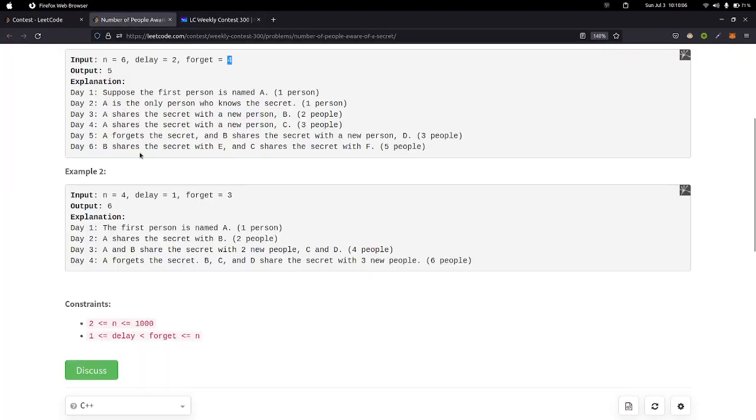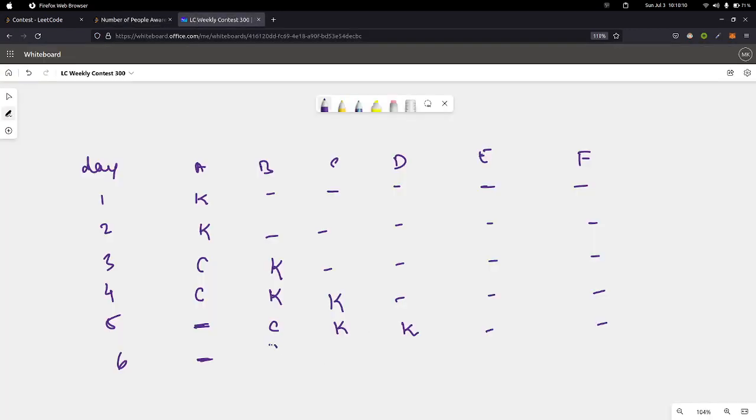On the sixth day, again A can't be a creator because he forgot the message, and yeah, let's see what happens. B again shares the secret with E, so he's a creator again. So this terminology might be confusing. K means the person knows the message, and C means basically he's able to share the message. So here C represents creator, but yeah, you can consider it as share.